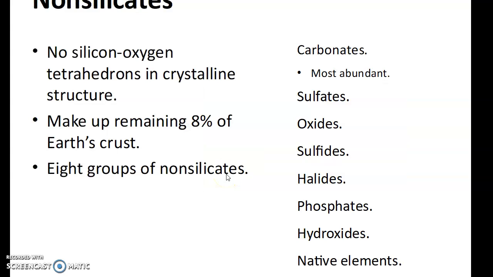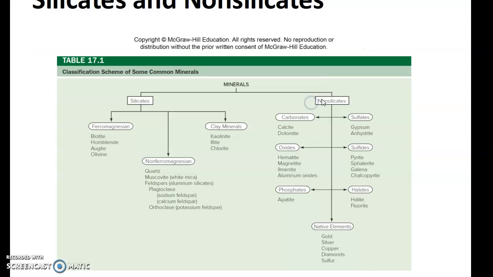Non-silicates. Okay. Yeah, that's everything else, right? They don't have silicon and oxygen tetrahedrons, and they make up 8% of the Earth's crust. There are 8 groups of non-silicates. You have your carbonates, and we've worked with those when we had our lab when we generated our carbon dioxide. And those are the most abundant following the silicates. You have your sulfates. They have sulfur in them. Carbonates consist of carbon and oxygen.